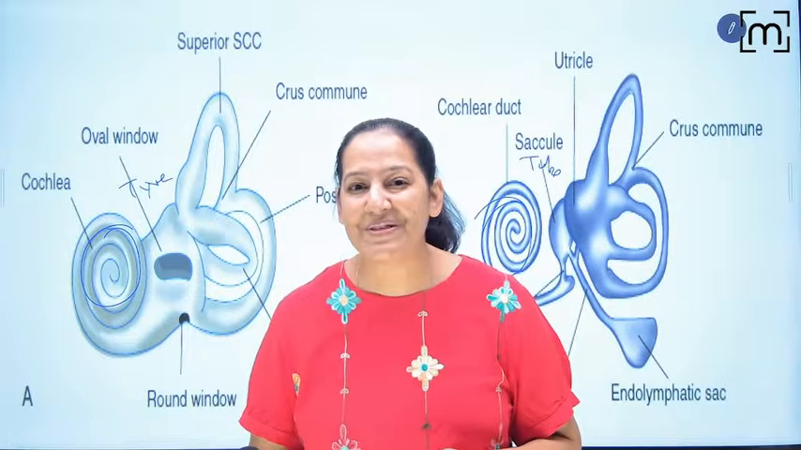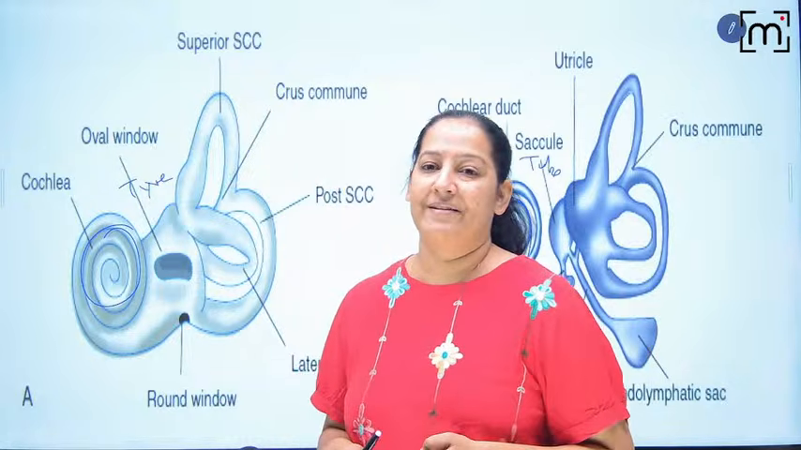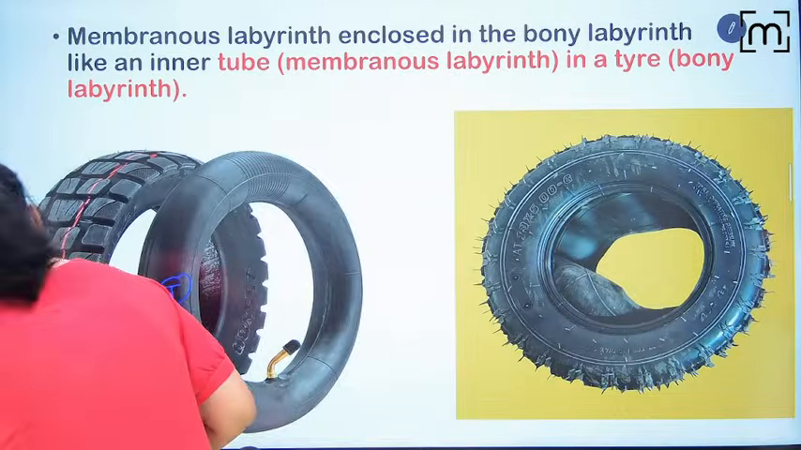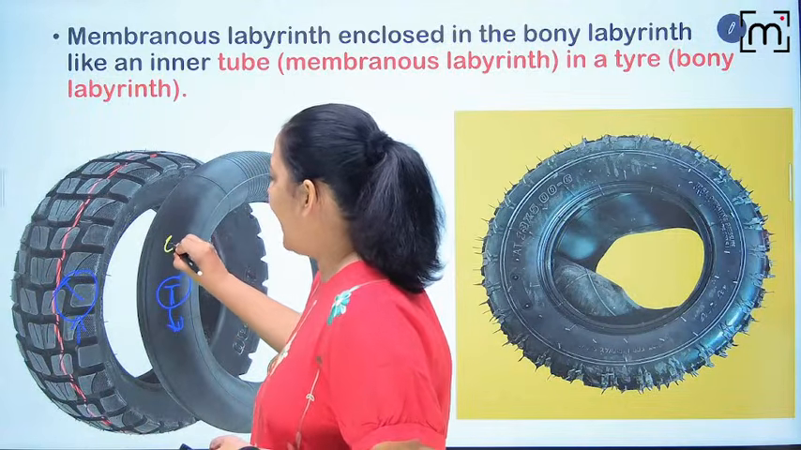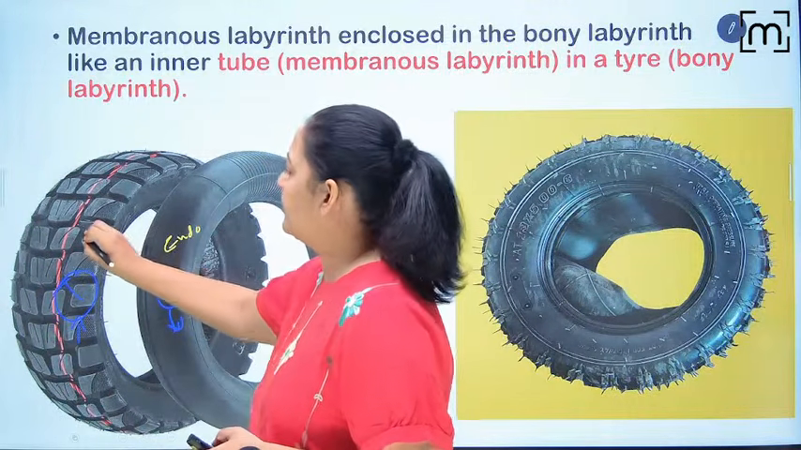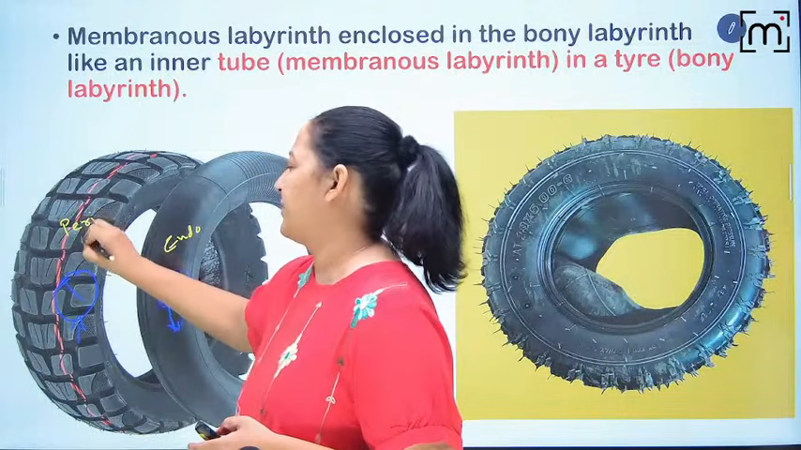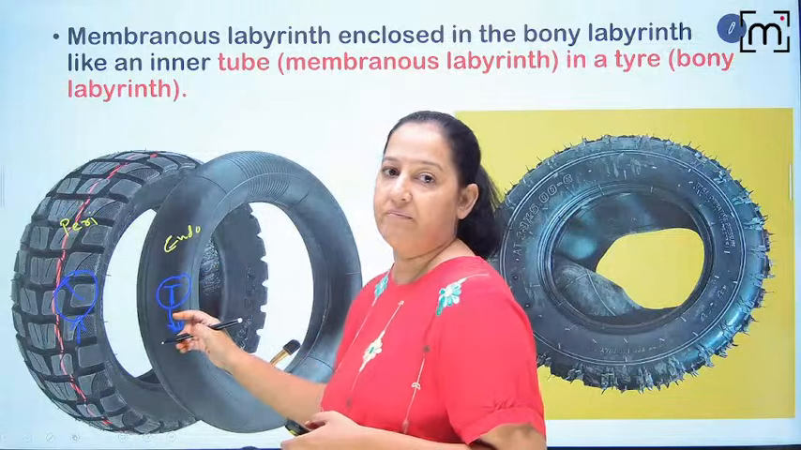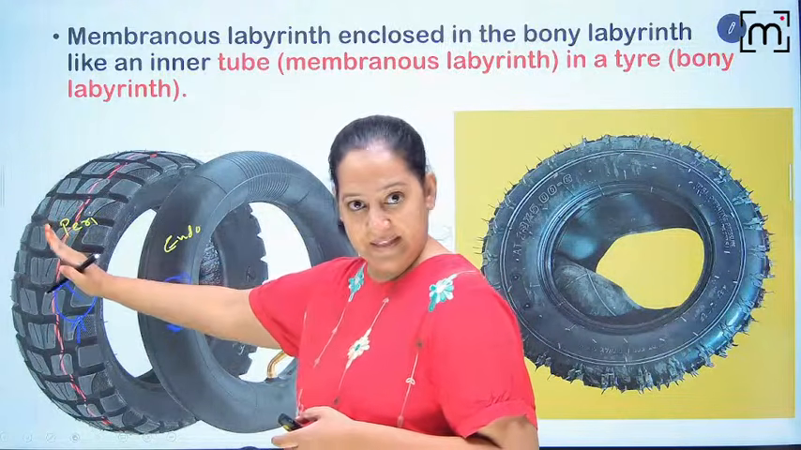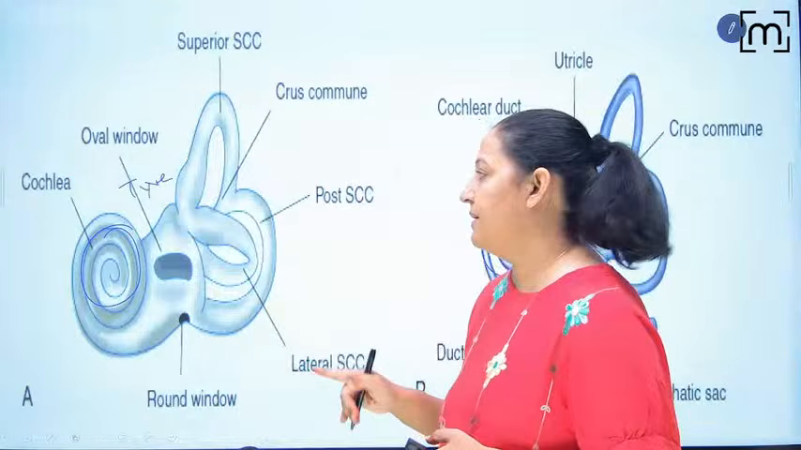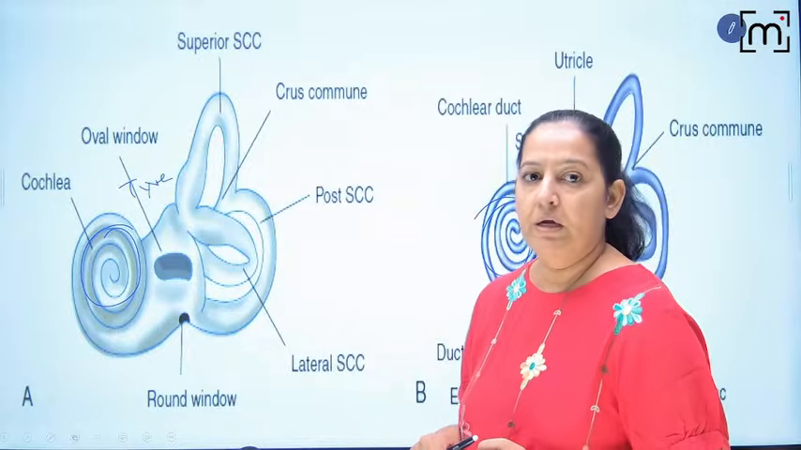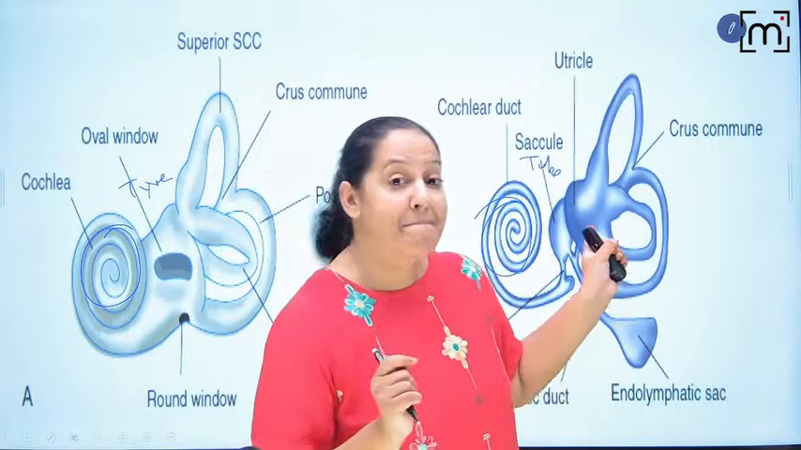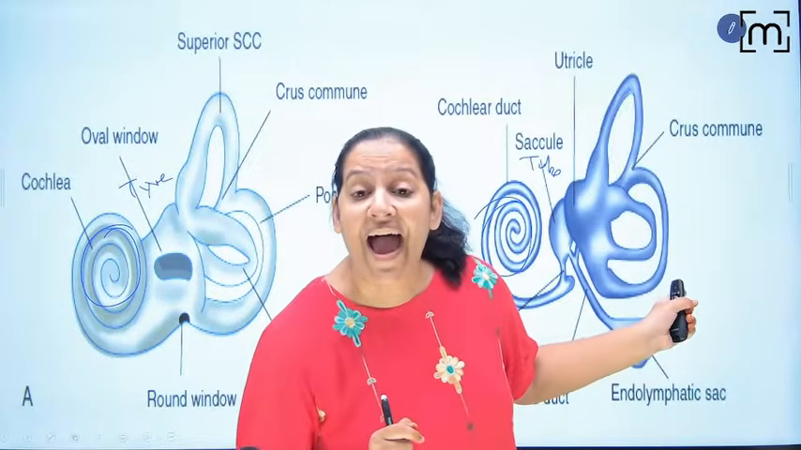Say yes, no, say something. Both of them have a fluid inside it. Suppose I'm filling a fluid over here. I will fill the tire with the perilymph, and I will fill the tube with the endolymph. So I will put the endolymph inside the perilymph. You are getting my point? The same thing occurs over here also. The bony labyrinth is filled with perilymph and the membranous labyrinth is filled with endolymph.